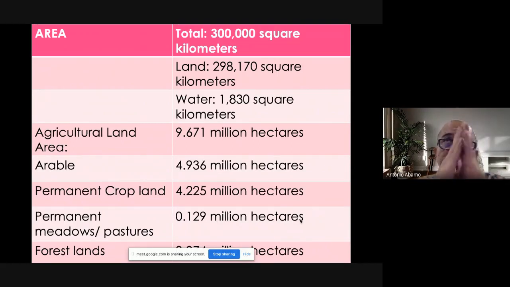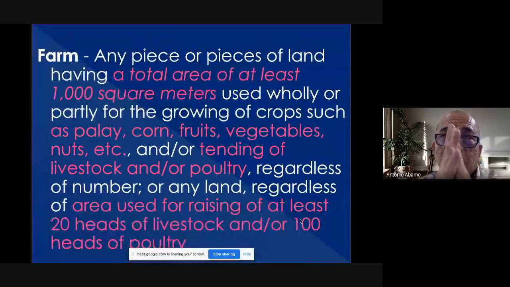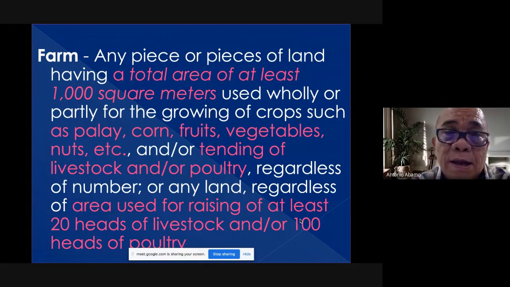Now, you can see that less than 50% of the area in the Philippines, actually 9 million out of 30 million, or say 10 million, is only one third of the land area that is arable. And of that one third, only 50% is really suited for agricultural cultivation. So that means it's not really that big in terms of land area available for cultivation.